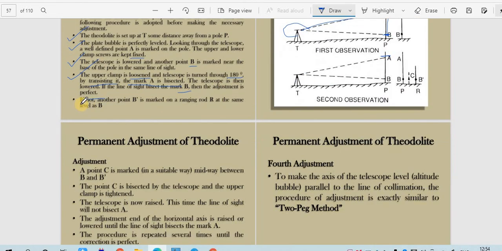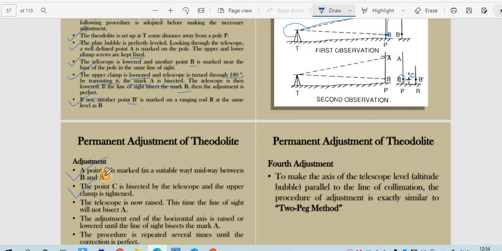So for adjustment, what you are doing is that if not, another point B dash is marked on the ranging rod, at the same level as B. So suppose this was the point A and B. The B point is not coming exactly at this point, so you will mark another point as B dash over there. Now C is marked midway between B and B dash. So this is B and this is B dash, and in between that you will have to mark a point, midway between B and B dash.